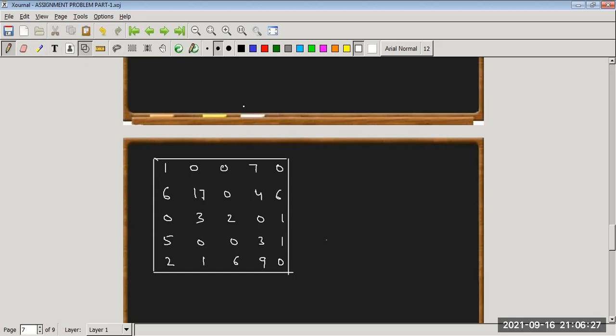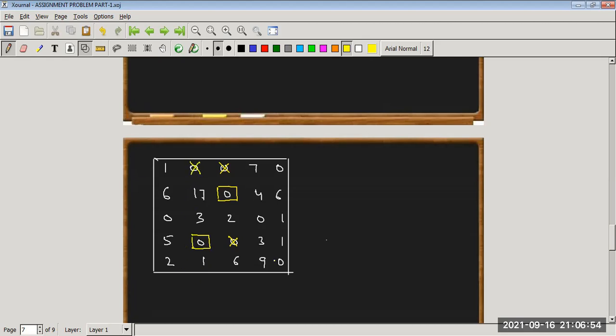Now what we do, again we start the assignment process. In the first row there are 3 zeros, leave this row. In the second there is only 1 zero, so assign this 0 and cross all other zeros in the respective column. In the third row there are only 2 zeros, so leave it. In the fourth row there is only 1 zero, assign this 0. If there is any 0 in this column, cross that. So we cross this 0.